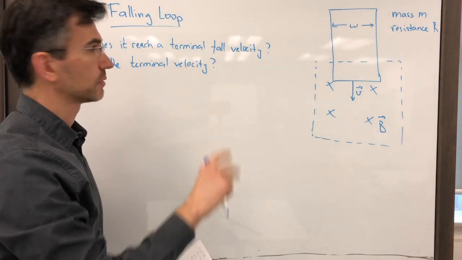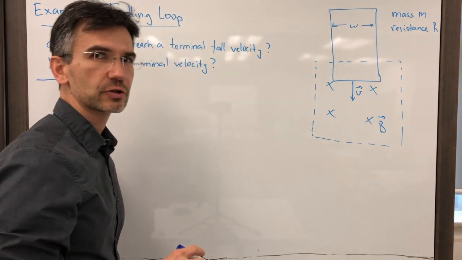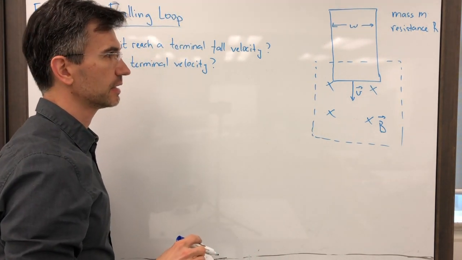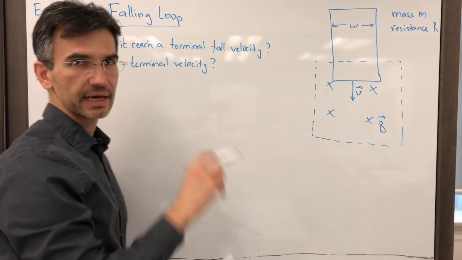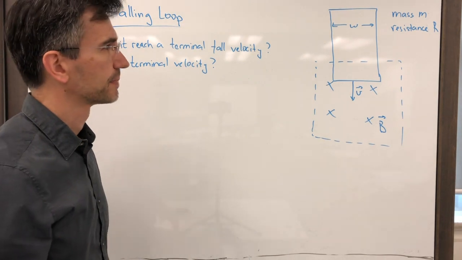And there's two parts to the question. Why does the loop reach a terminal velocity in its fall? And the second part is, what is that terminal velocity? So let's think about this one a little bit.